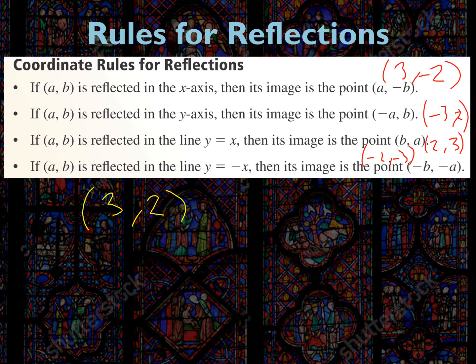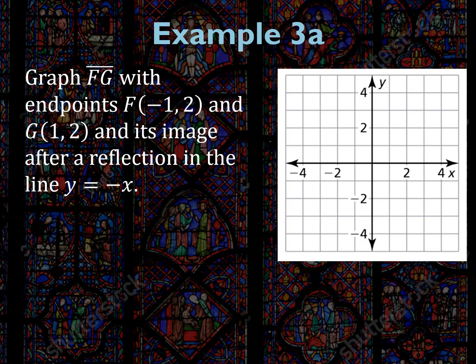So if you forget all these rules, you can look them up as we take quizzes and tests. For each example in example 3, you're going to start with a segment and we're going to apply the rules. Now, if you forget the rules, you could always graph the line of reflection and do what we did in example 1. Take each endpoint, see how far it is away from the line of reflection, and then go that same distance in the opposite direction. But in this example, we're going to apply the rules.